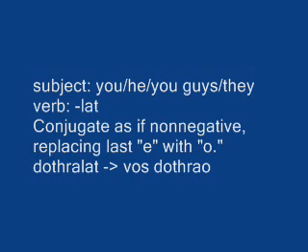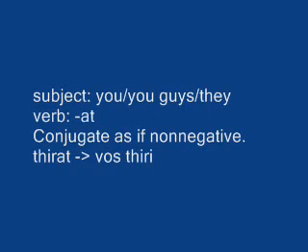If the subject is you, he, you guys, or they, and it's an LAT verb, you would conjugate as you would in the present tense if it were non-negative, and then you replace the E with an O. So dothralat would become vos dothrao. If the subject is you, you guys, and they, and the verb is an AT verb, you would conjugate them as if they were non-negative.